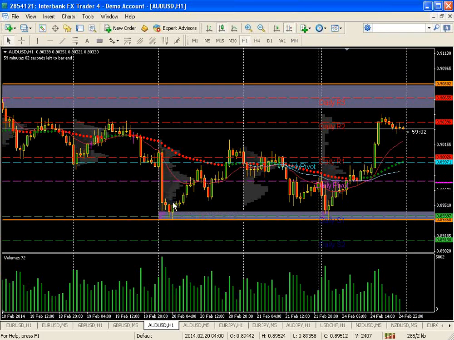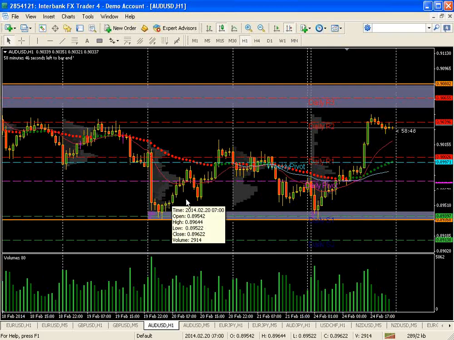And again, the reaction, it didn't continue down, and the reaction, as we know, cause and effect. The reaction to lower prices and high volume, effort versus result, is a bounce.